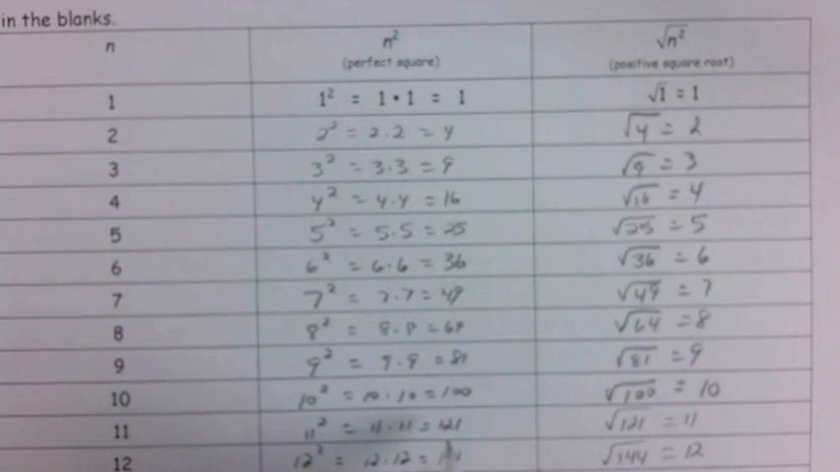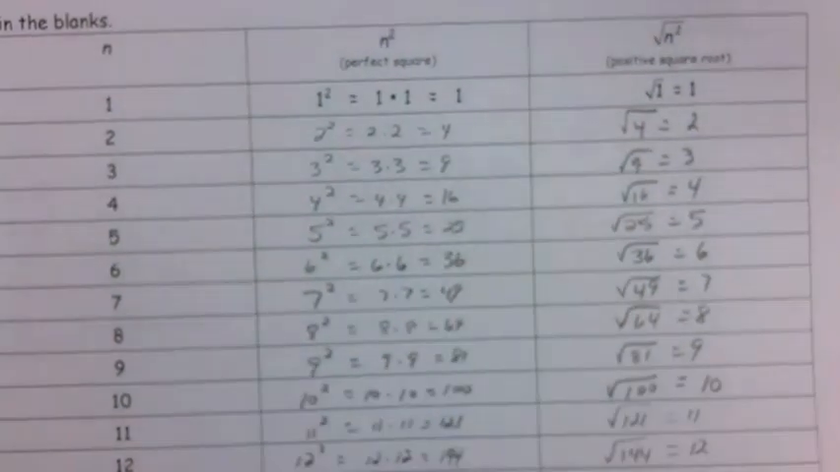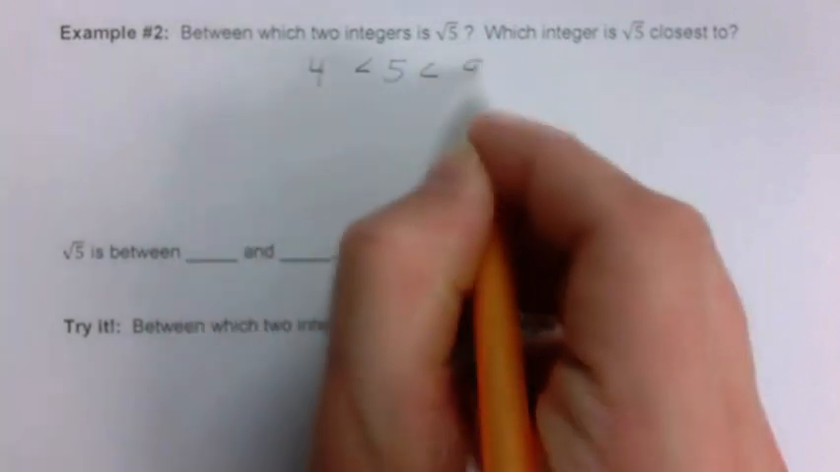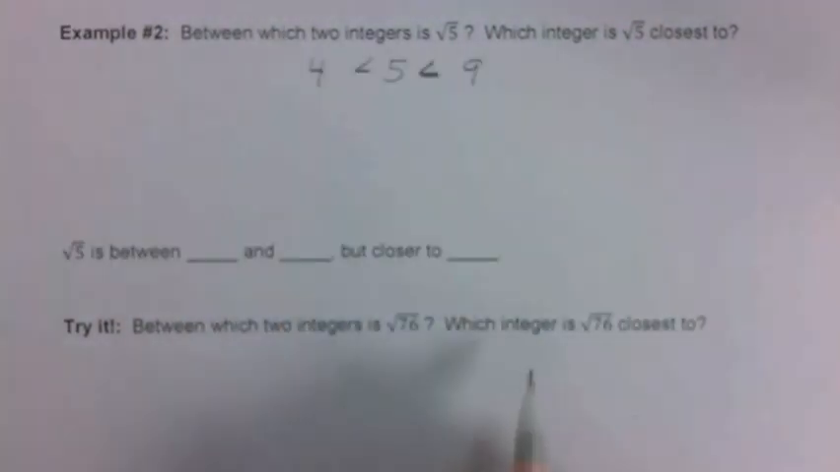I want to find the perfect squares that 5 is between. And looking at my list up here, I can see that 5 is between the numbers 4 and 9. 4 is a perfect square because 2 times 2 is 4. 9 is a perfect square because 3 times 3 is 9. 5 is in between 4 and 9. So I can say that 5 is in between 4 and 9, which again are perfect squares.